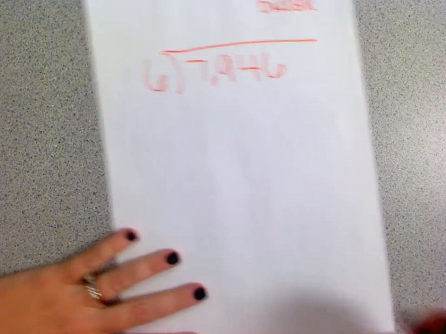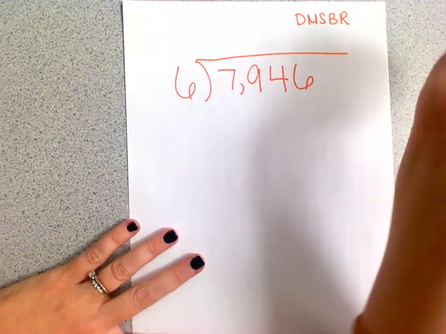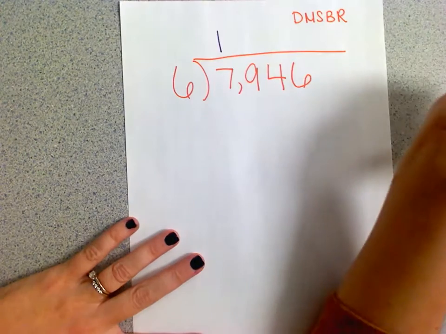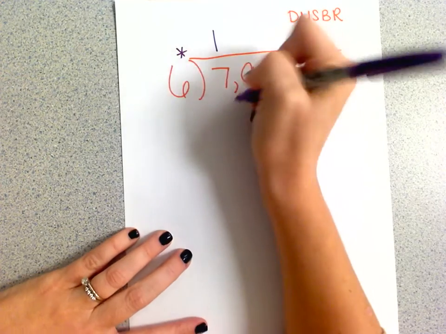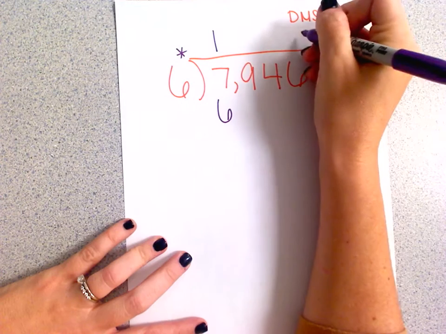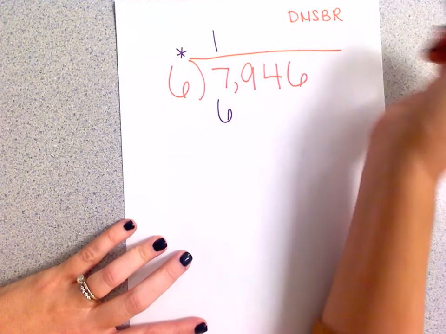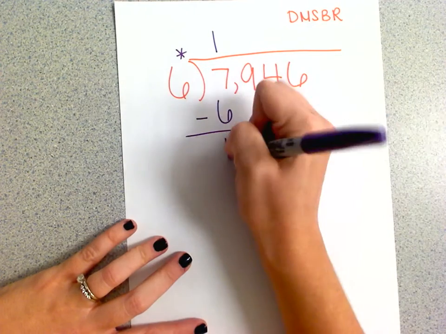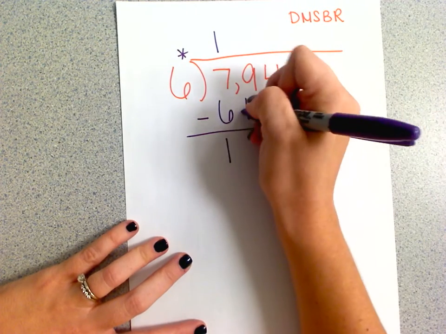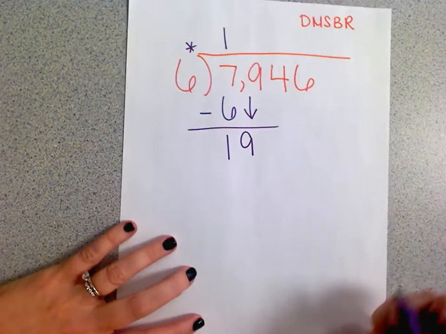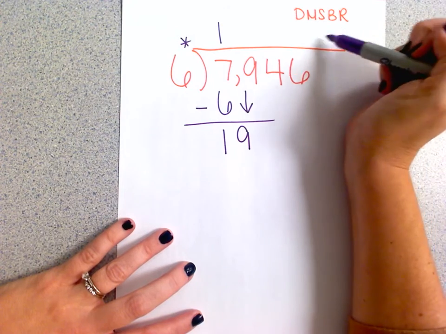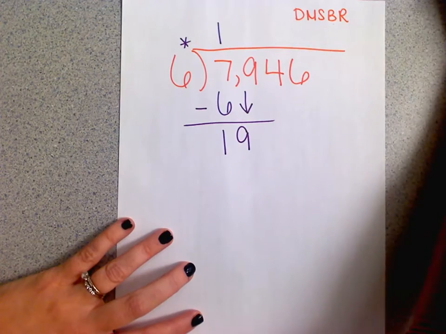Okay, here we go. Divide, first step. 6 goes into 7 one time. 1 times 6 is 6. That was multiplying. Next step, subtract. 7 minus 6 equals 1. Next step, B for bring down. Okay, next step, repeat. Back to division.